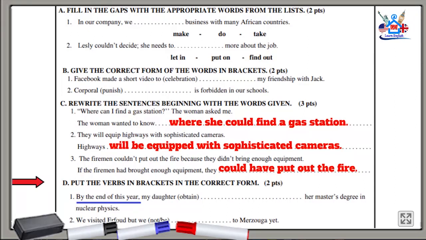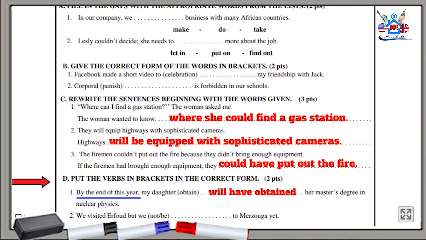Do you remember the form of the future perfect? It's will have plus past participle. So, what does it give us here with obtain? By the end of this year, my daughter will have obtained her master's degree in nuclear physics. Good. Now let's move to 2.